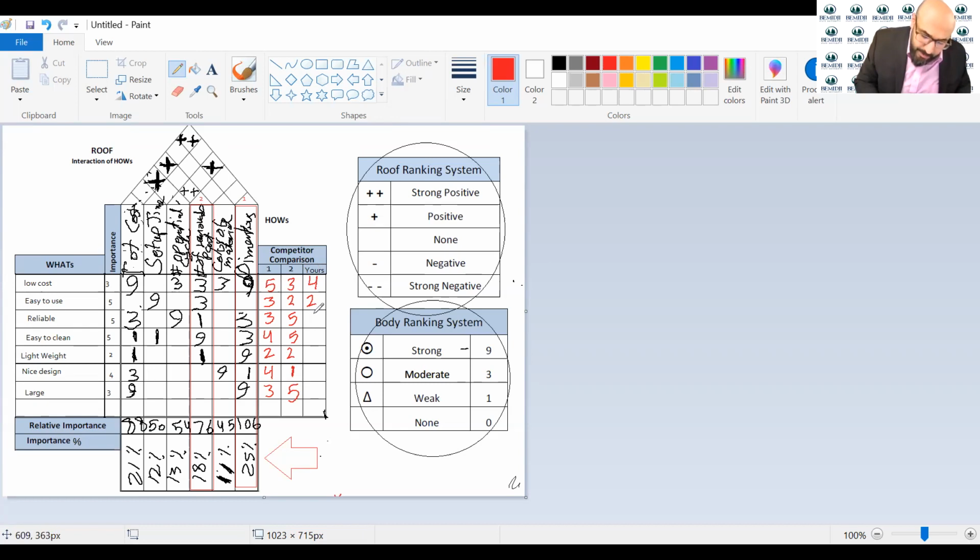Reliable, we try to do reliable products, but no, we're not successful. That would be two. Easy to clean, no, I think we're not doing very good. So that would be three, somewhere in the middle. Lightweight, yes, we have an advantage over other competitors in that we have lightweight microwaves. Nice design. We need to work on the design, but we're better than competitor two. Are we offering large microwaves? No, that's a weakness. We only offer small microwaves.